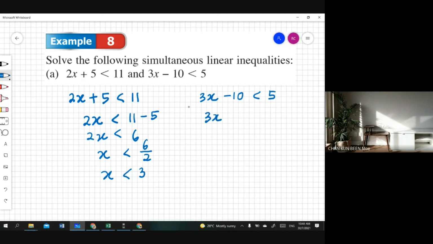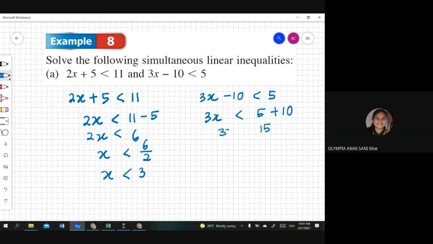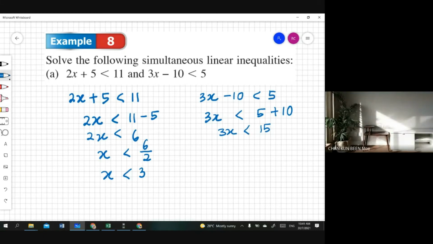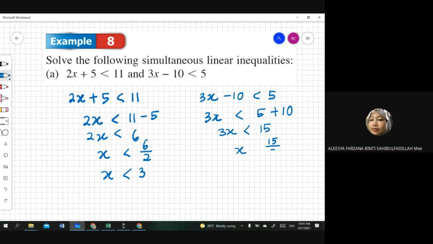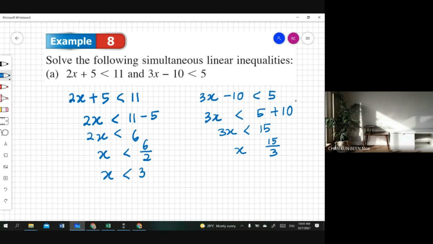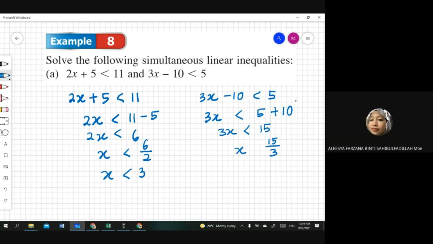And we copy down 5 at the back. So send the negative 10 to the right, it becomes positive 10. This one remains the same. 5 plus 10 is 15. So the 3x still copy down, remain the same. To get the value of x, it is 15 divided by 3. Divide by 3. Do we change the sign? No, we don't change the sign. Therefore, the value of x is 5.